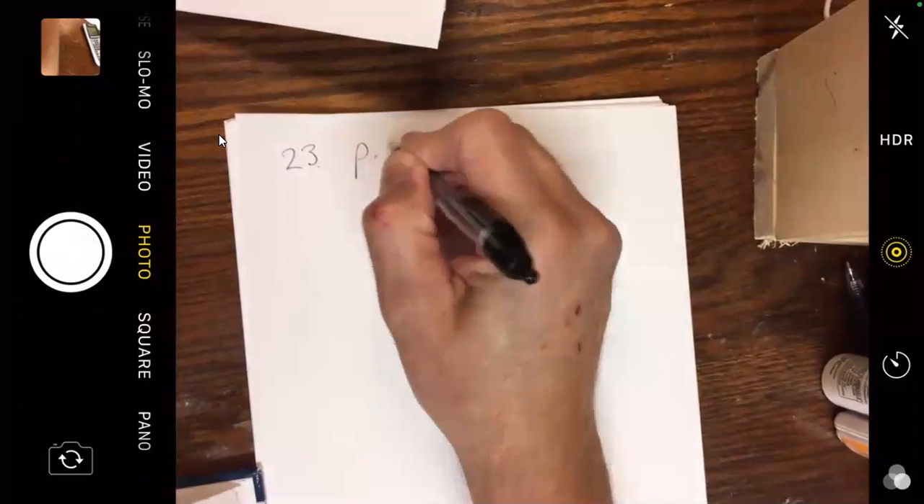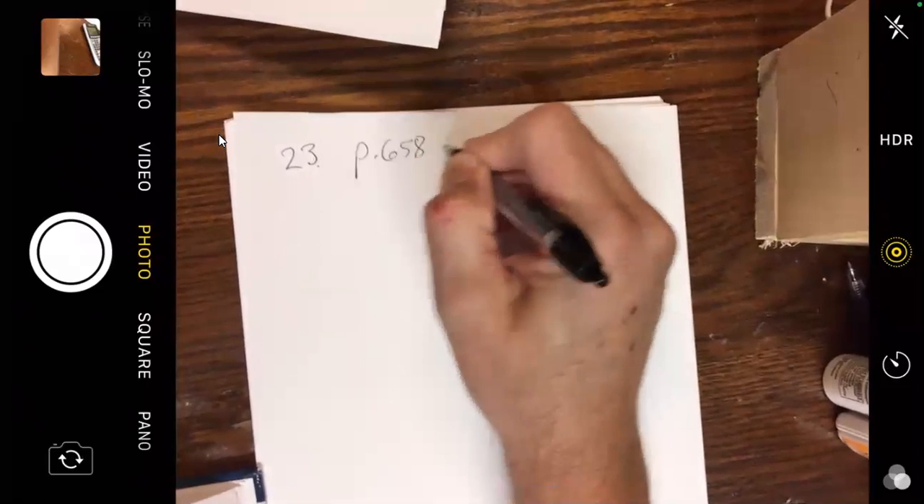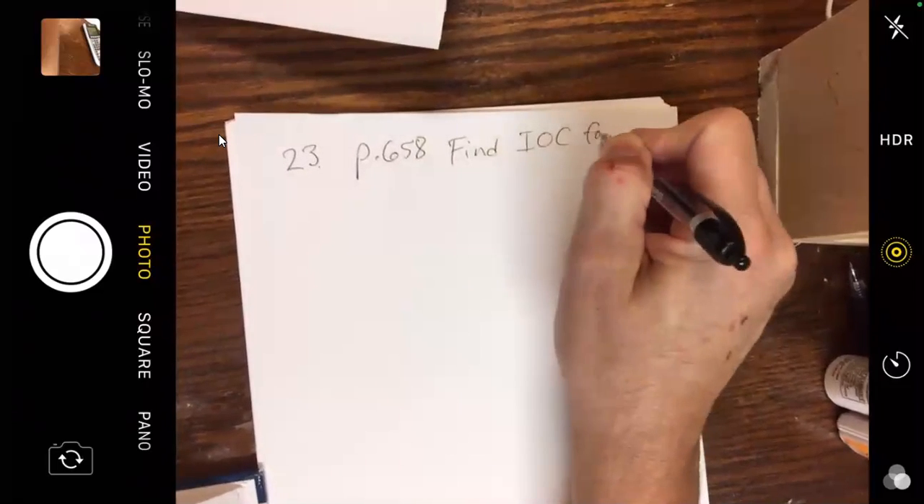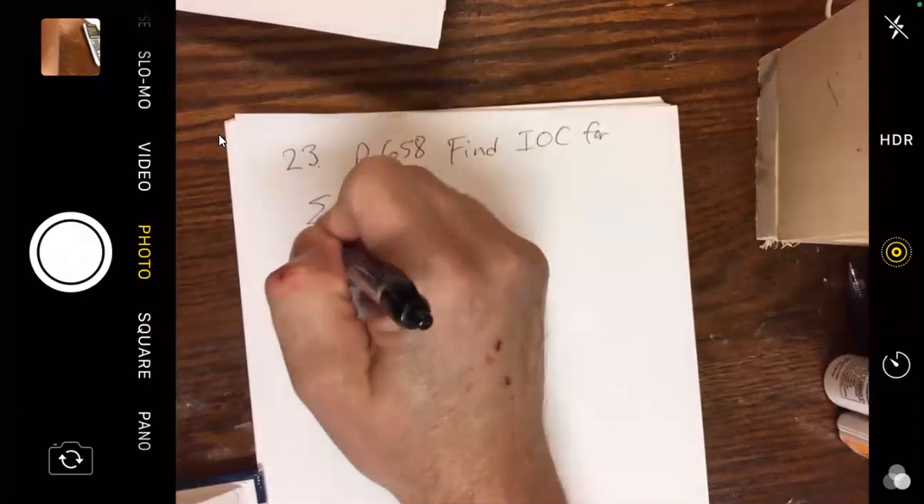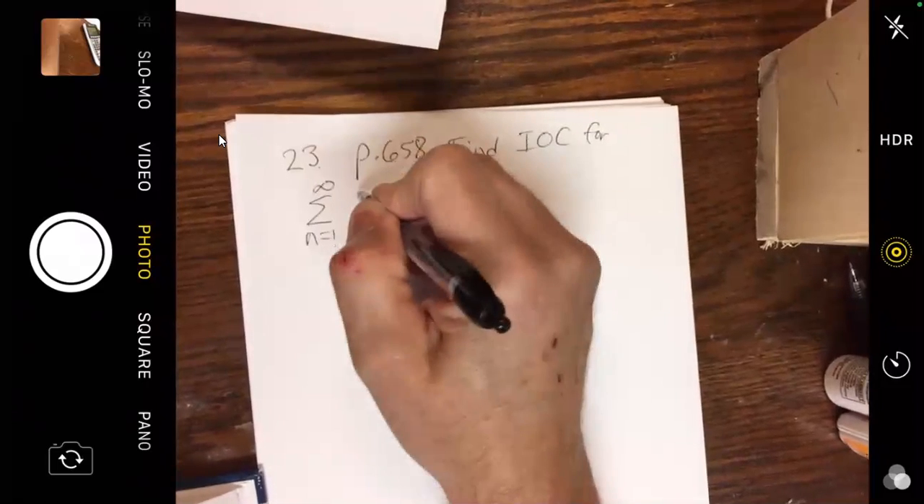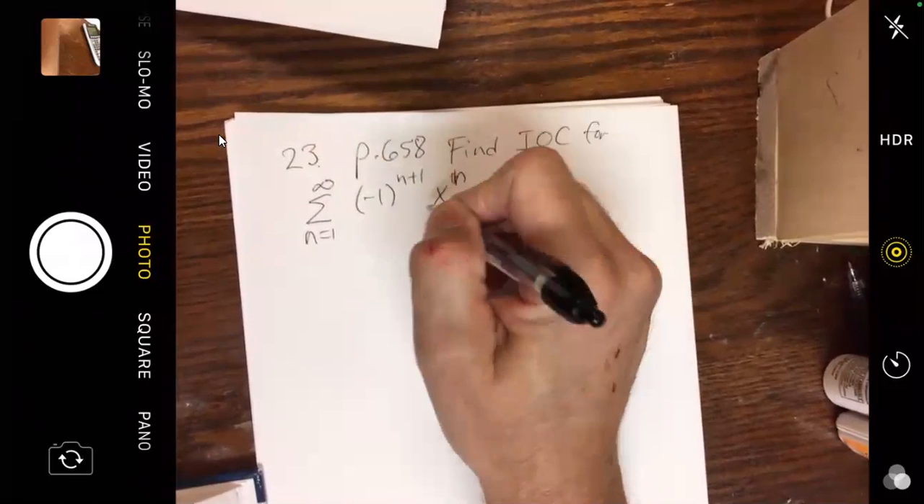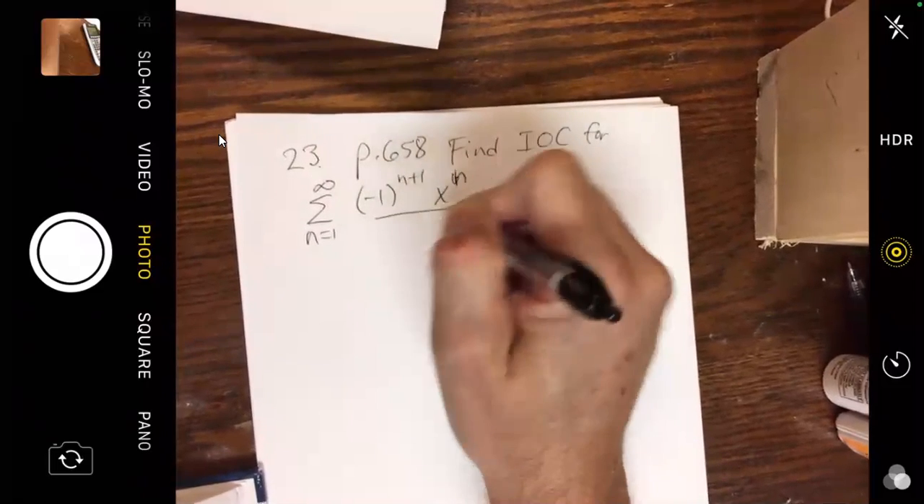Okay, page 658. Find number 4. The sum of x to the n over 6 to the n.